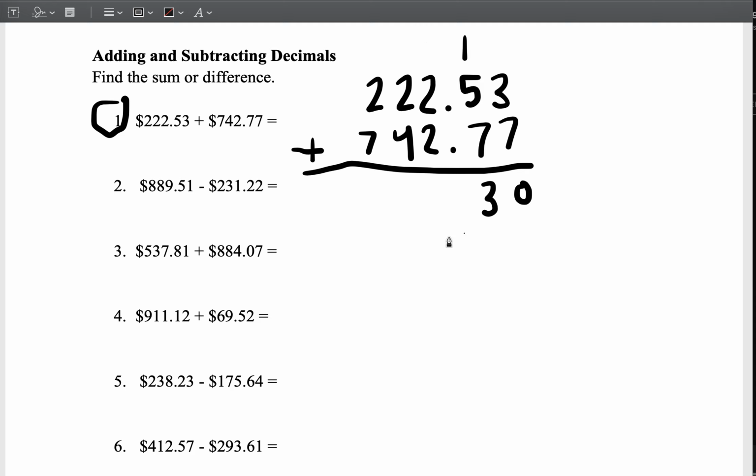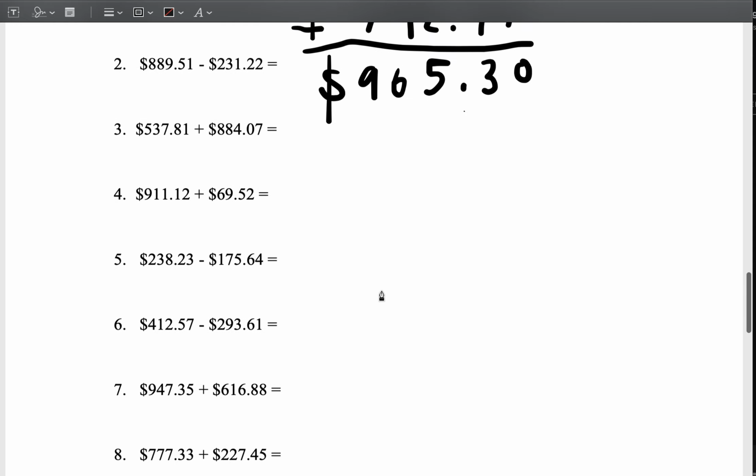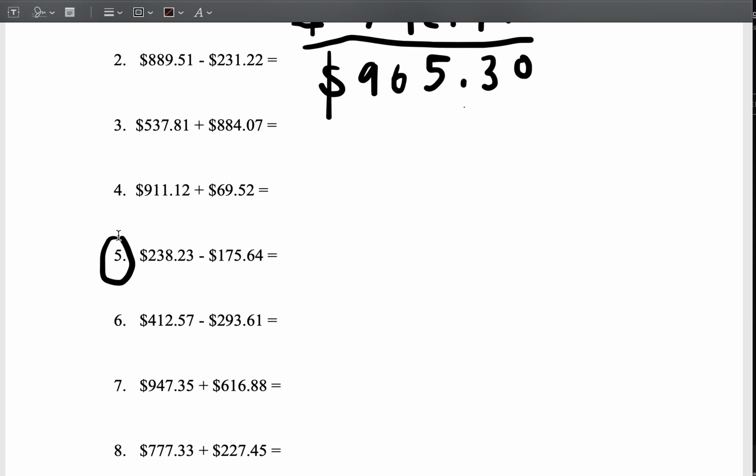2 plus 2 is 4. 2 plus 2 is 4, plus 1 is 5. 4 plus 2 is 6, and 7 plus 2 is 9. And for addition, you just bring the decimal right down. So the answer to number 1 is $965.30. Make sure to not forget the dollar sign. Let's do one more. This one's pretty simple.